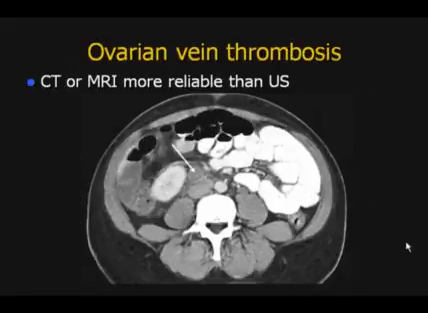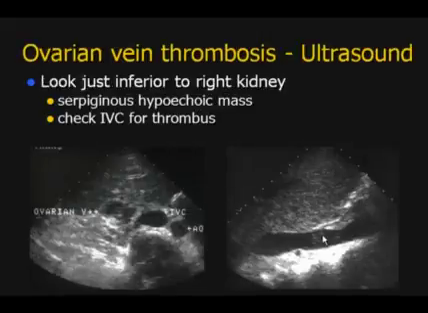And lastly, ovarian vein thrombosis. CT or MR is certainly going to be more reliable in most patients for this diagnosis. Here's a CT scan, the thrombosed right ovarian vein. So we are going to depend more on CT-MR to make this diagnosis in many patients.